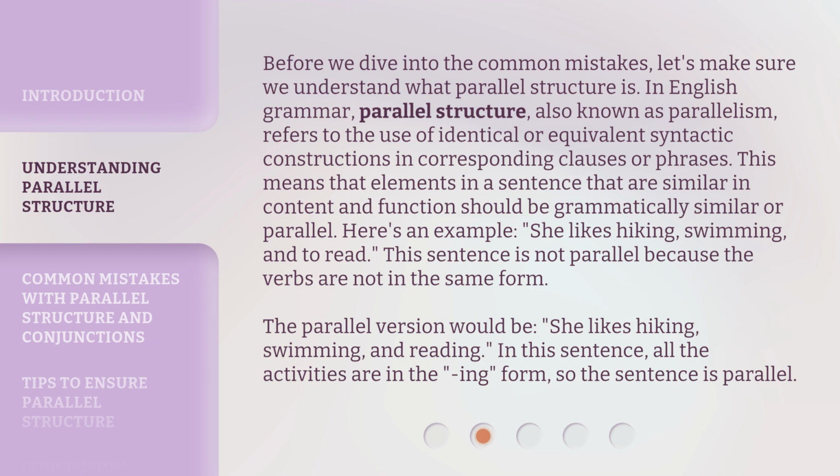She likes hiking, swimming, and to read. This sentence is not parallel because the verbs are not in the same form. The parallel version would be: she likes hiking, swimming, and reading. In this sentence, all the activities are in the -ing form, so the sentence is parallel.